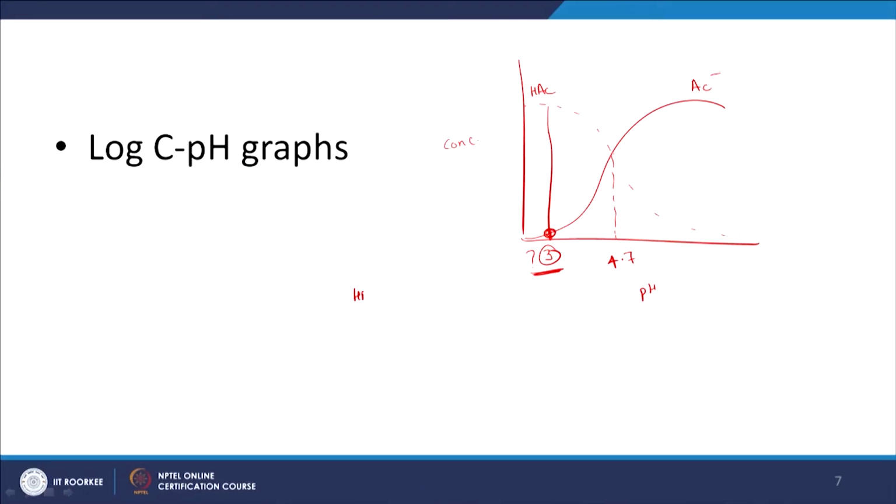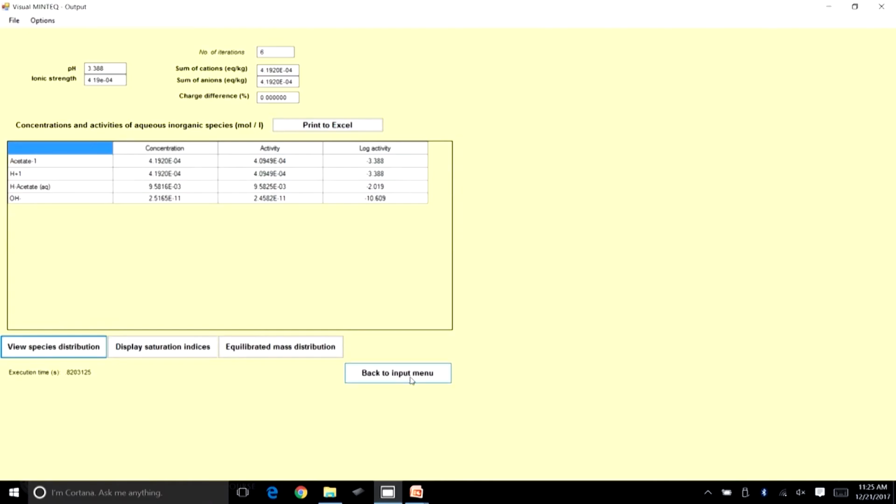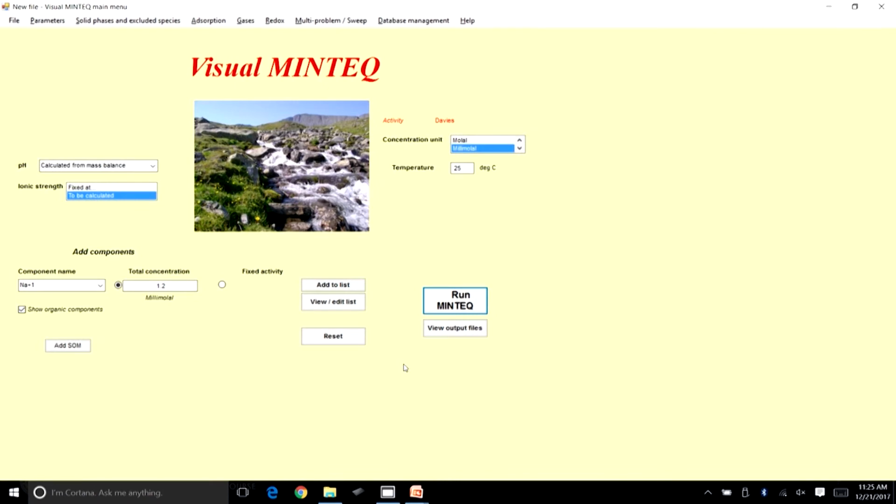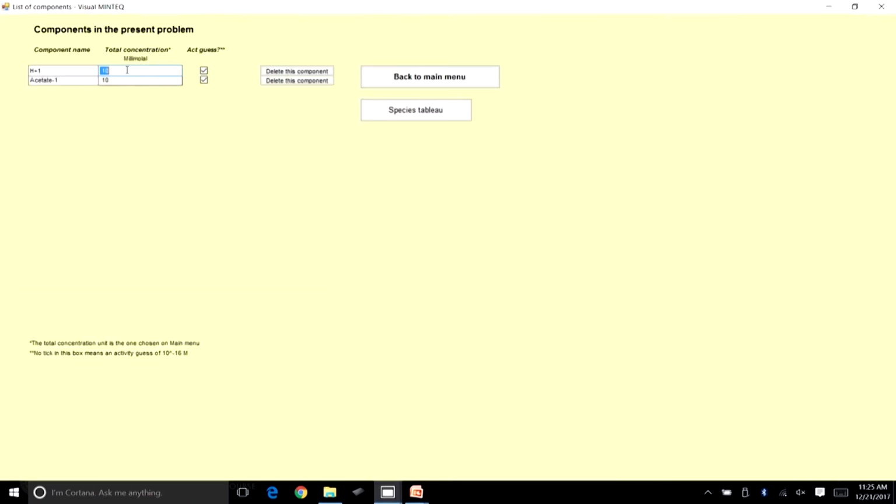So if very little of it dissociates into H plus and AC minus, there is very little source of H plus. So very little H plus is actually given out into the solution. So thus what do you need to do? The total concentration of your acid needs to be very high to be able to achieve that pH. Why is that again? Because the pH is less than your pKa. Again let us go back to vMintech and check that. So back to input menu and edit list here. So it's logarithmic scale, right?